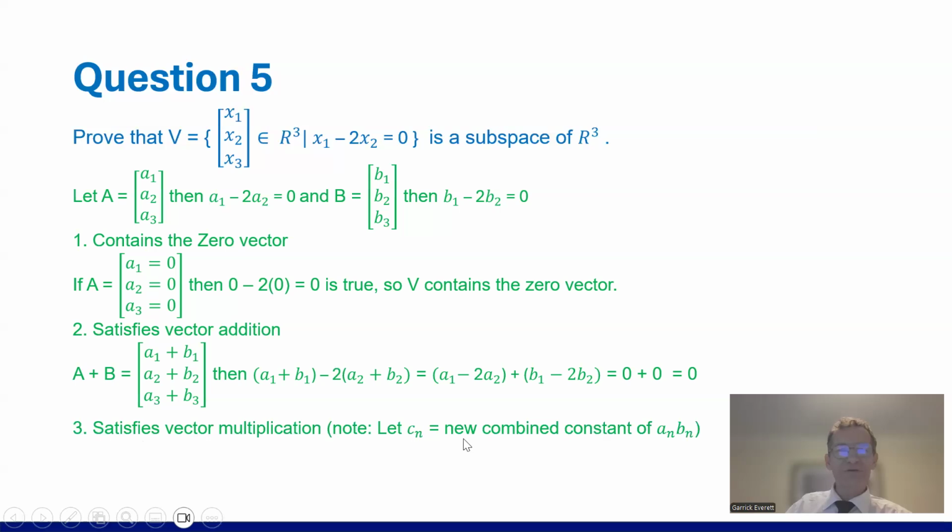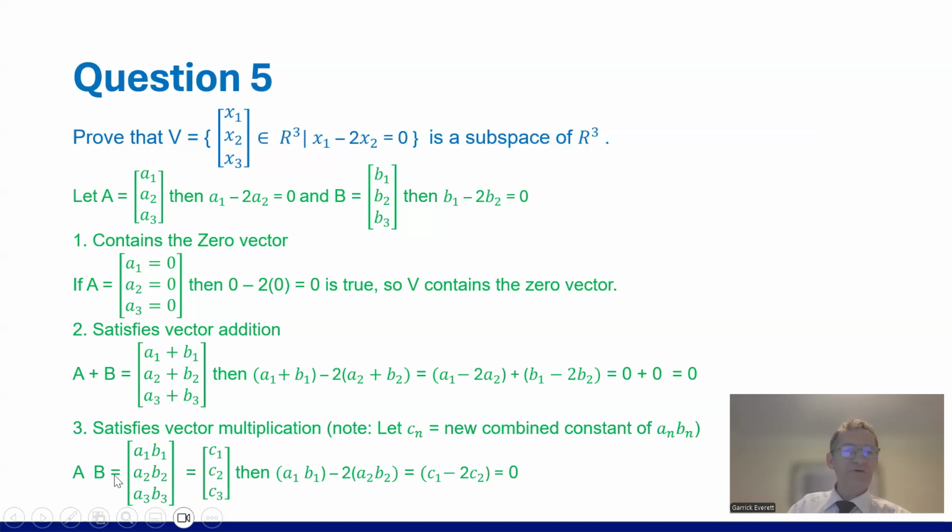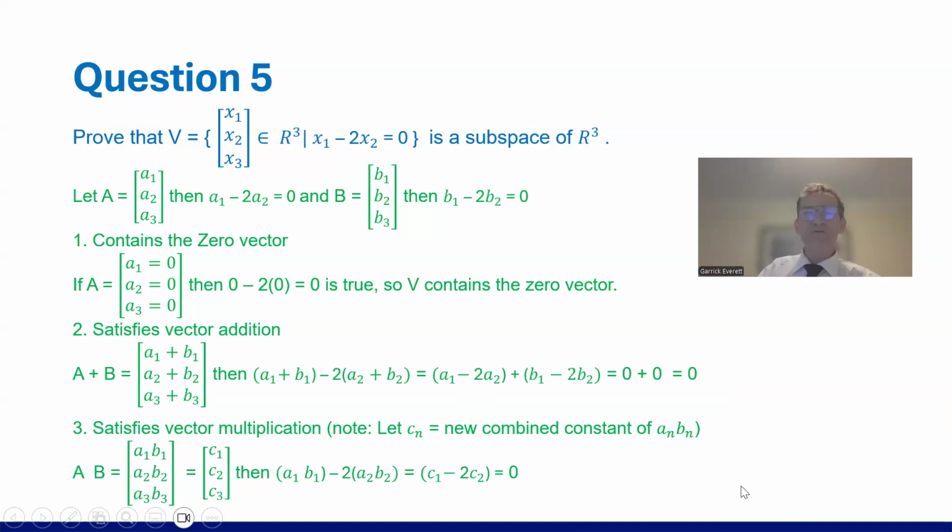So no, we're going to let Cn equal some new combined constant of An, Bn. I did state in the lecture, it's better if you state this up front. So here I've got AB where A1 B1 equals C1, A2 B2 equals C2, A3 B3 equals C3, then we can say this equals this equation. And here, probably better if I refer back to saying, therefore it satisfies this original equation. Maybe put a red star on it and say satisfying the red star equals 0. So therefore, V is a subspace of R3. So pretty straightforward.